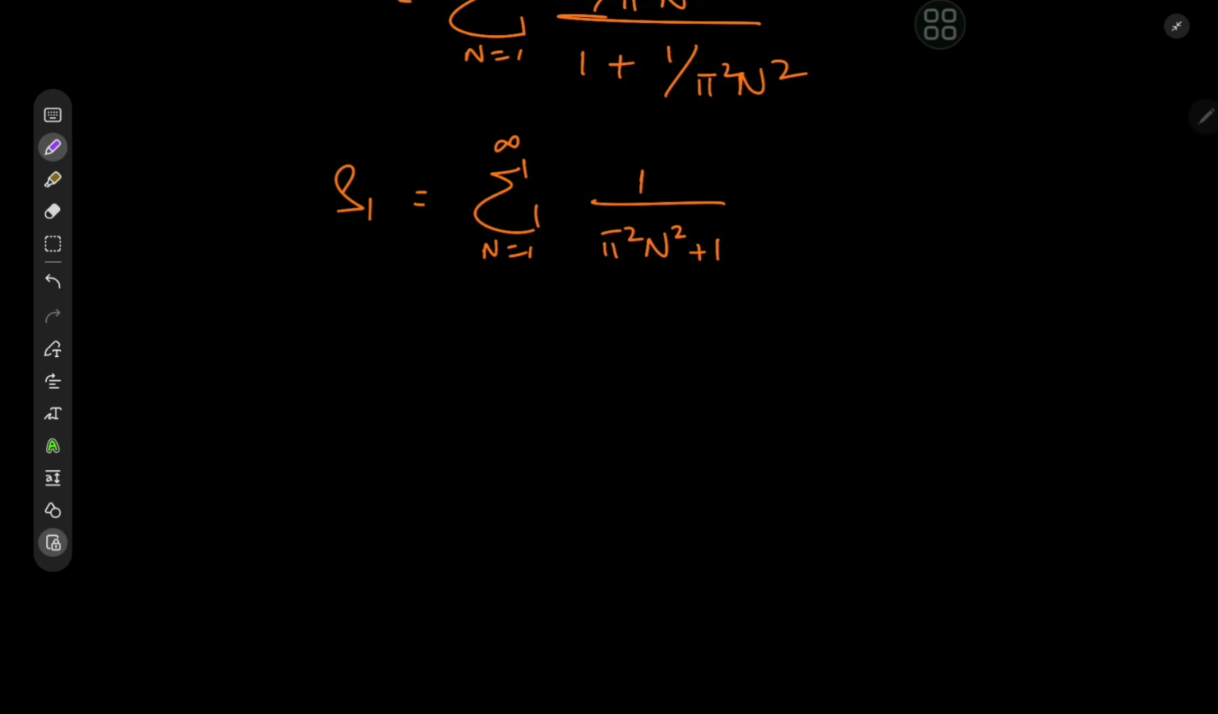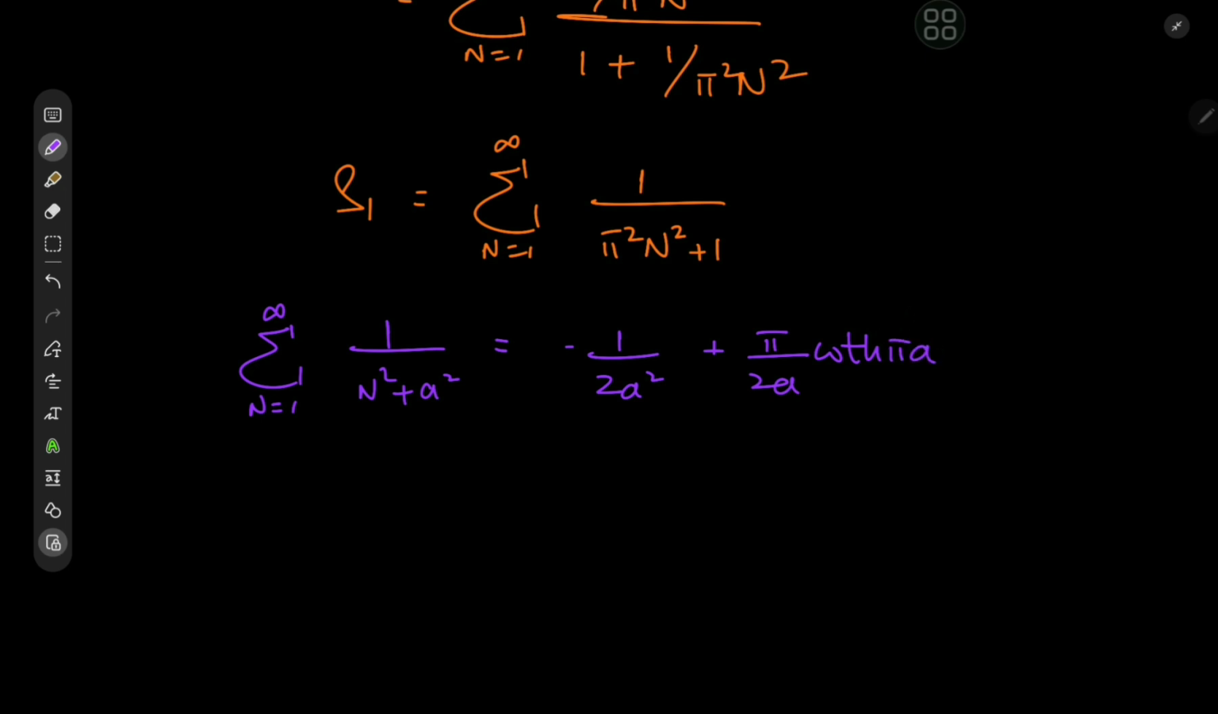Now to make use of a really cool infinite series result, the sum over n from 1 to infinity of 1 by n squared plus a squared. I have made a video solving this infinite series using complex analysis way back in the day, back when dinosaurs roamed the earth and all that kind of stuff. Link in the description below. So this equals -1 by 2a squared plus pi divided by 2a times the hyperbolic cotangent of pi times a.